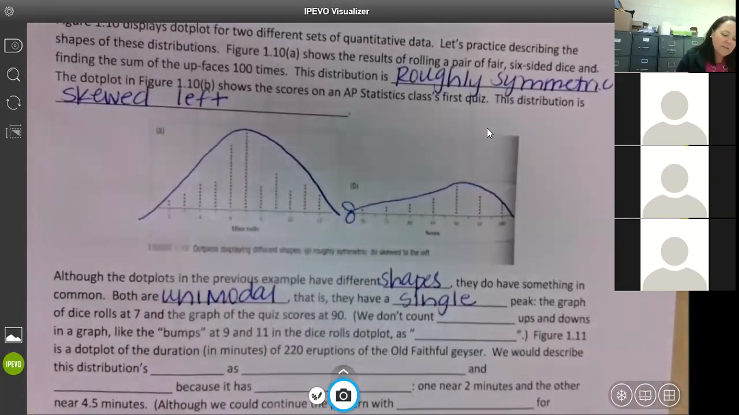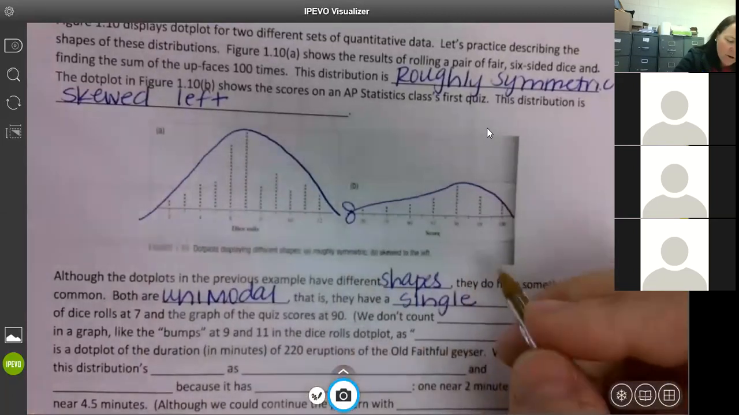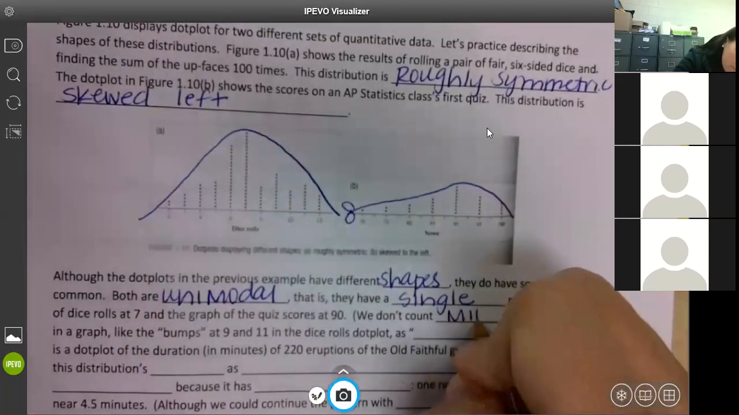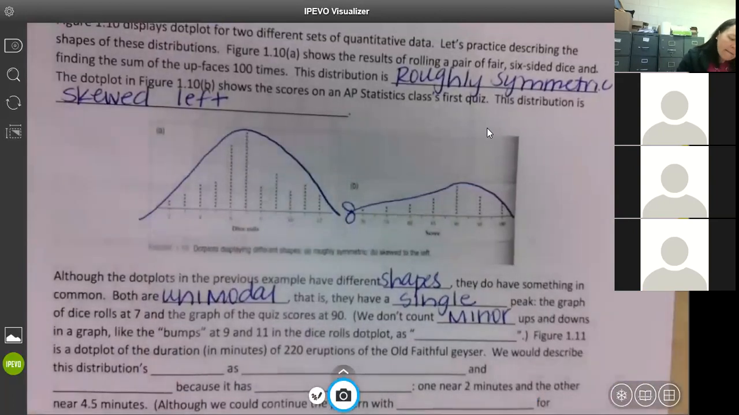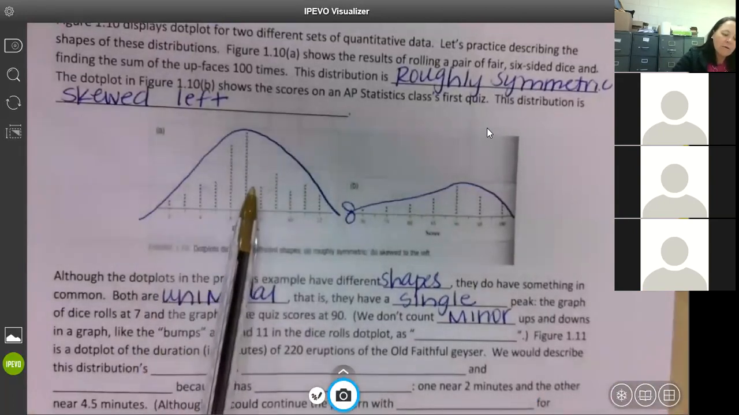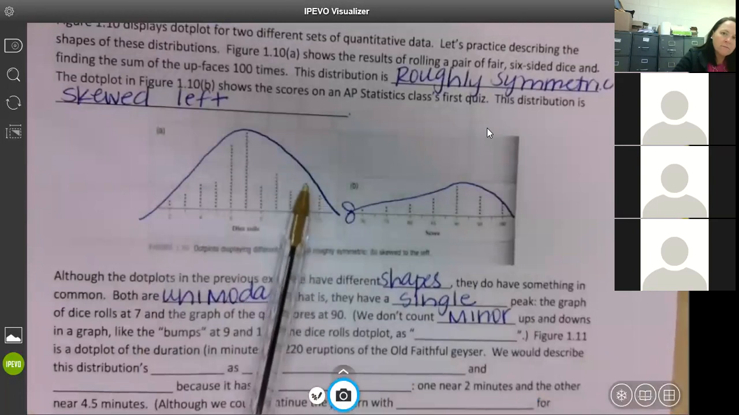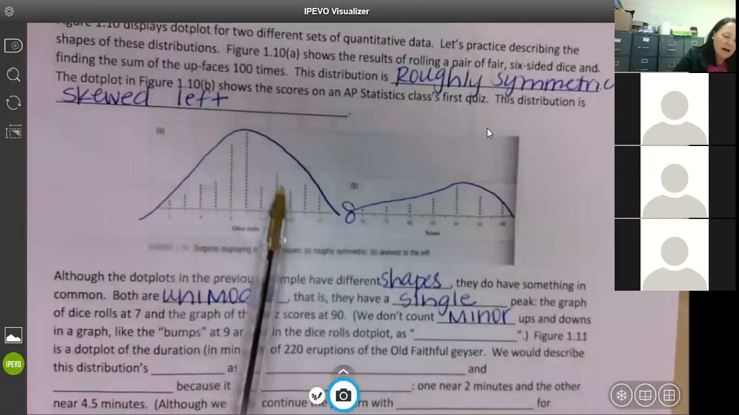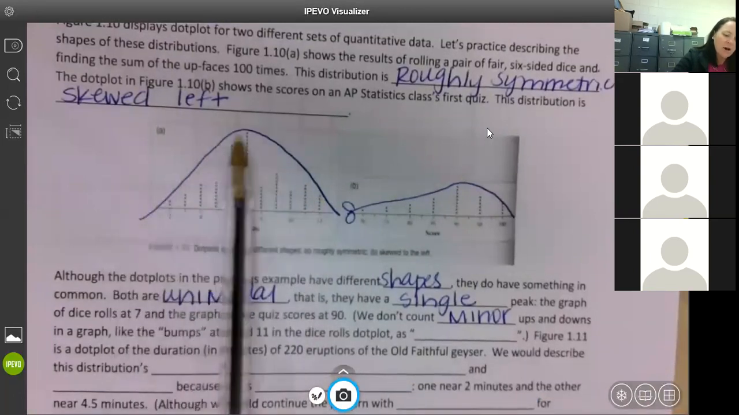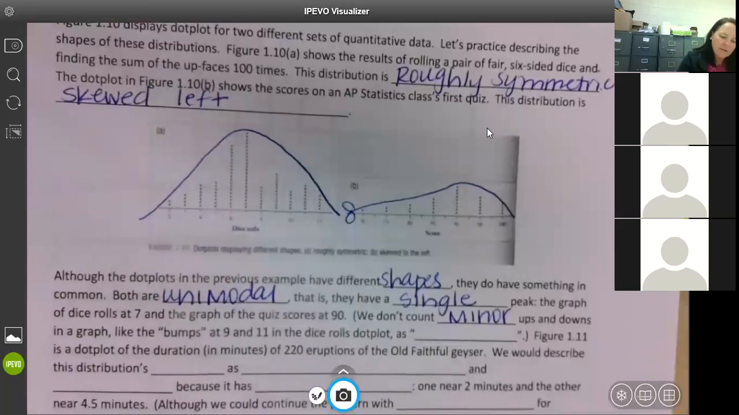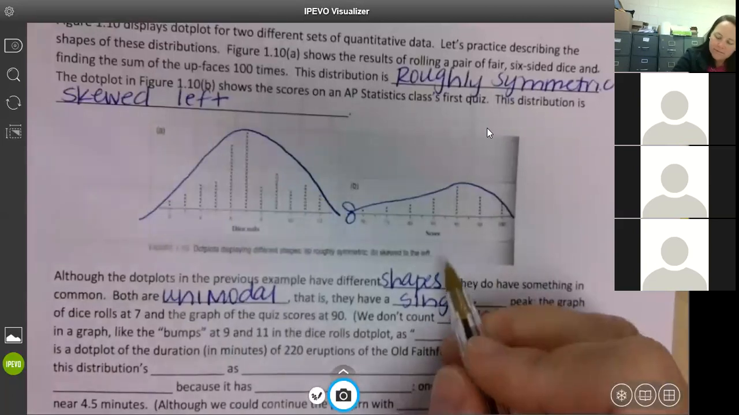The graph of dice rolls at 7 and the graph of quiz scores at 90. We don't count minor ups and downs. So like right here would be a minor up and down. If I connected the tops, we don't count those as peaks. It's like the overall shape. Okay, so that's what it's talking about.